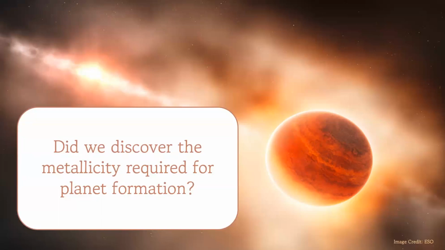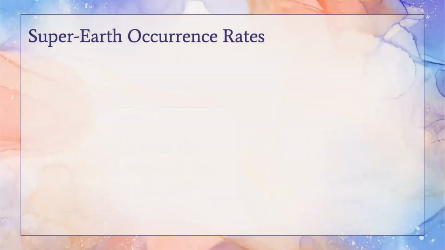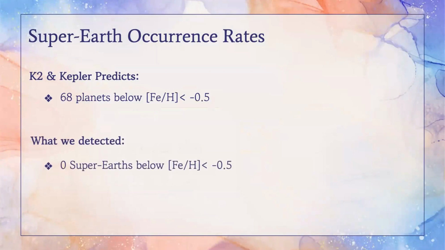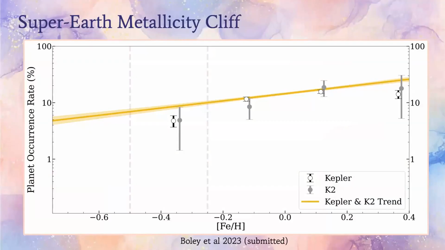So, did we discover the metallicity required for planet formation? So I'll start off with the super Earth occurrence rates. So with K2 and Kepler, we expected to find around 68 planets below -0.5 metallicity. We detected 0 super Earths below -0.5 metallicity, which is quite fascinating. And so I'll show you what this looks like in plot form.